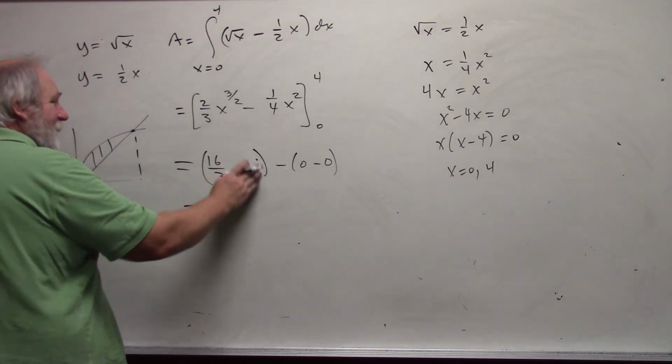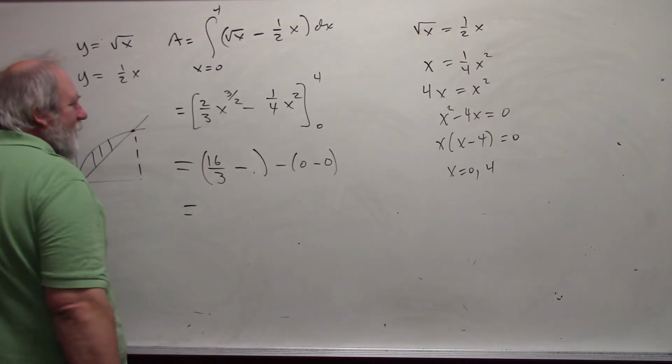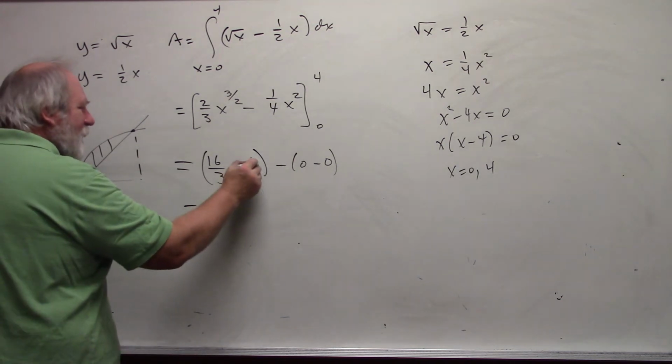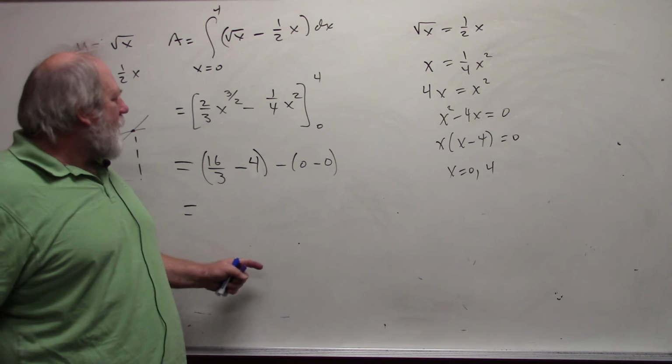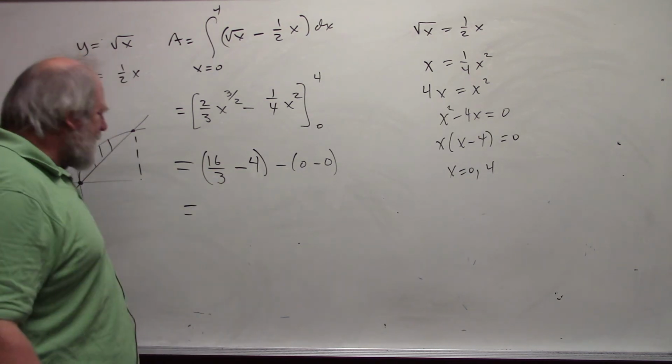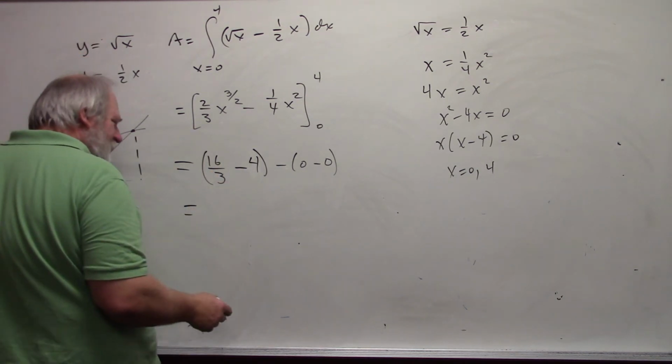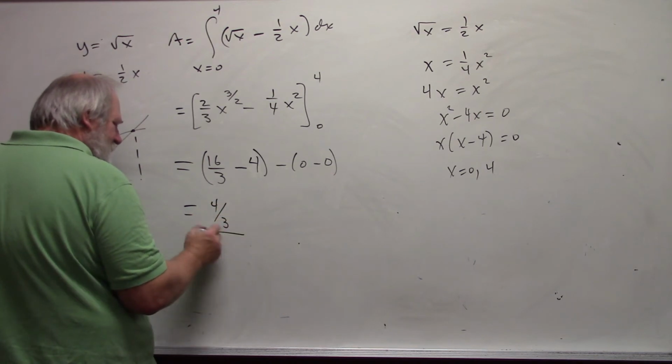4 squared is 16, divided by 4 is 4. I can't divide. There we go, that's better. 16/3 minus 4, minus 12/3, is 4/3, and so the end result comes out to be 4/3.